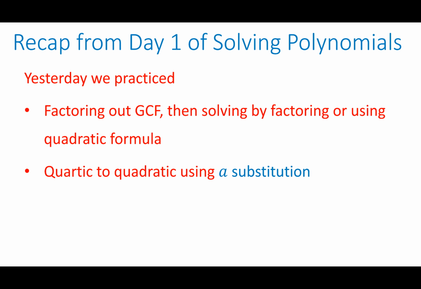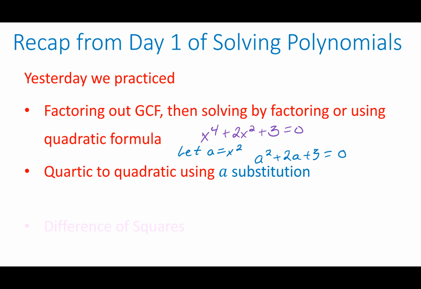We talked about doing that quartic to quadratic using a substitution. So if I had something that was x to the 4th plus 2x squared plus 3 or something like that, I could do my a substitution where I'll let a equal x squared. And now I can write this as a squared plus 2a plus 3, and then continue on and do it like a quadratic. So that was that a substitution.